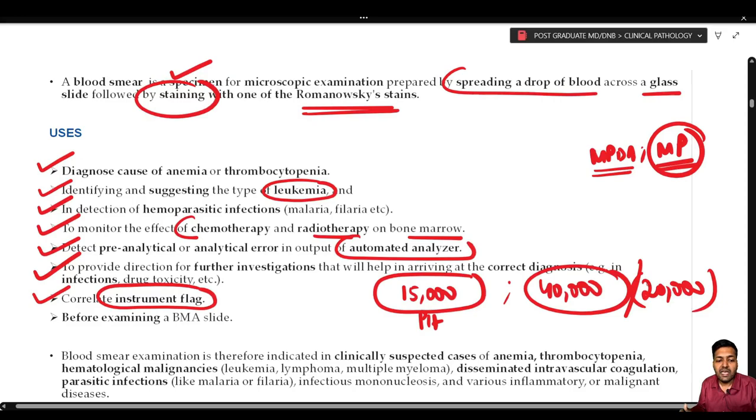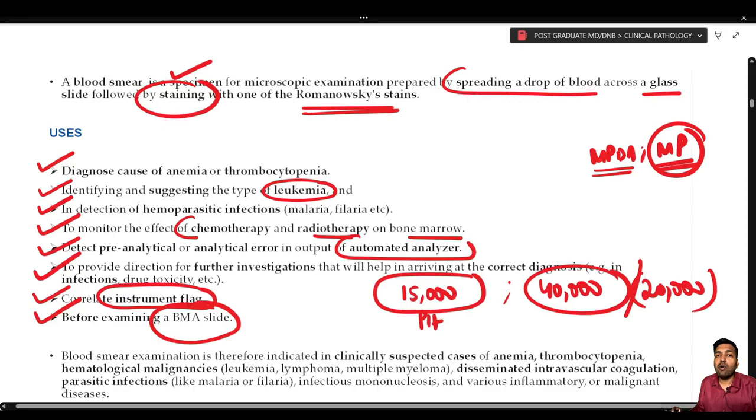That is why, to correlate with the instrument flag, sometimes the machine is giving some flags. The machine is saying that you have to check this parameter. In that case, you have to examine that particular parameter under the microscope. And also, before examining a bone marrow aspiration slide, you have to do a PBS. What is very important is that before you carry out a bone marrow study, you always have to see the blood picture, that is the peripheral blood picture, which is seen with the help of a PBS. So these are some of the very practical uses of a PBS.